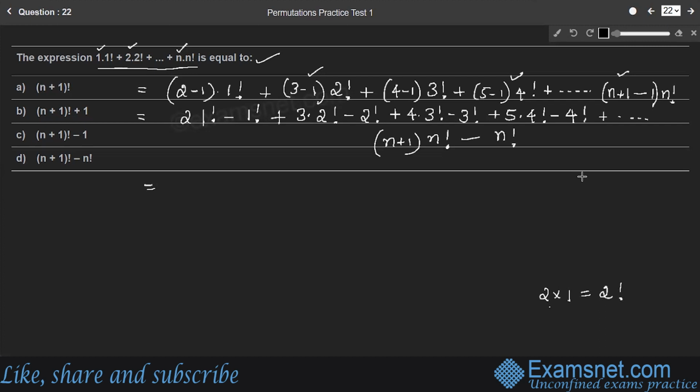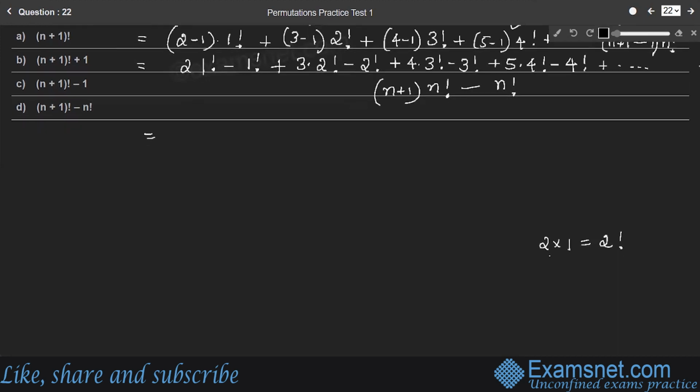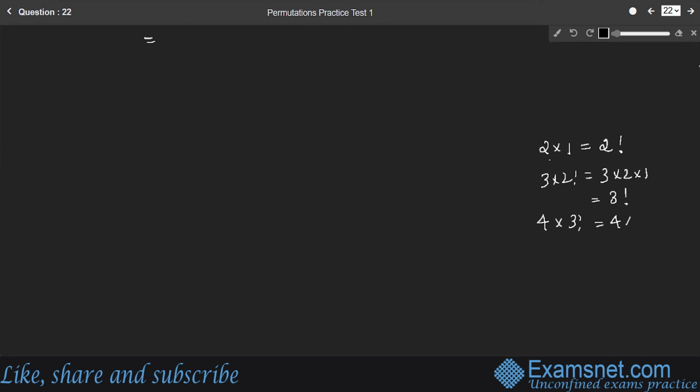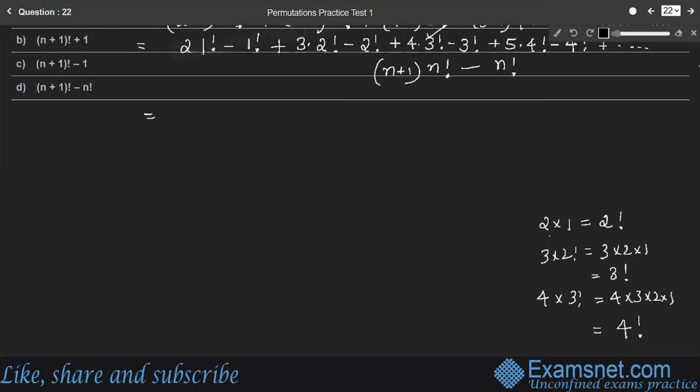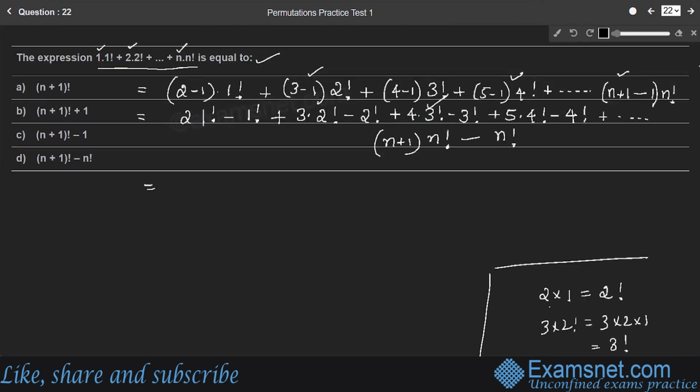We can write 2 into 1 as 2 factorial, right? Similarly, 3 into 2 factorial. So 3 into 2 factorial is 3 into 2 into 1. Therefore, it is factorial 3, right? Similarly, 4 into 3 factorial. 4 into factorial 3 can be written as 4 into 3 into 2 into 1, since factorial 3 is 3 into 2 into 1, into 4 gives factorial 4, right? So keeping this in your mind, come back to the question.